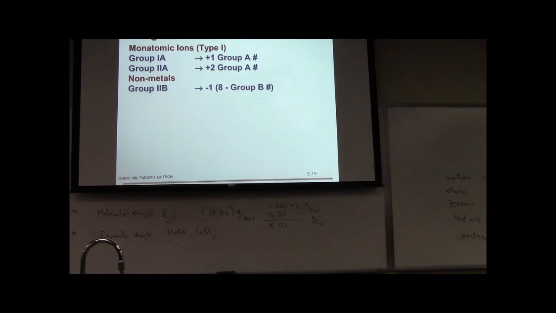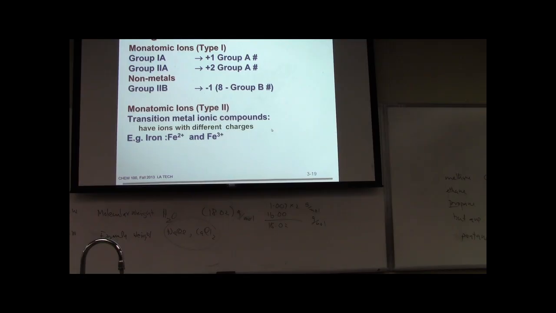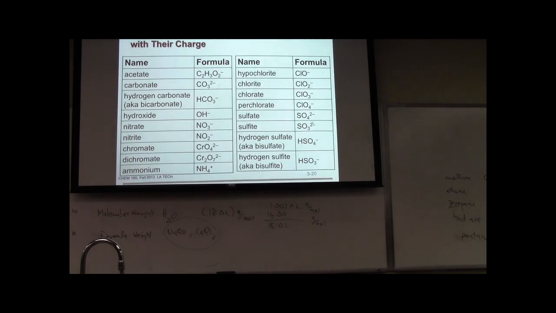Some people always go from this end to that end and say the charge on fluorine is 7. But they're not losing electrons, they're gaining electrons. When you gain, you move this way. When you lose, go backwards. Okay, monoatomic type 2, transition metals, have ions with different charges. An ion could be +2 or 3 plus. Now, we also need to know about polyatomic ions.